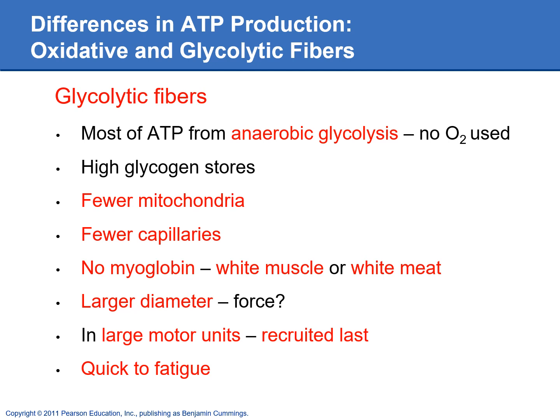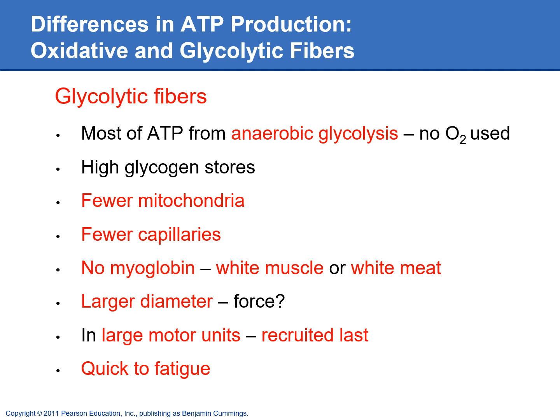So this would make the muscle look more white in appearance. And it's also the white meat that's on the turkey. So the breast meat would be the white meat on the turkey. And these glycolytic fibers have a large diameter, so lots of actin and myosin in there, so they're going to generate a lot more force than the oxidative fibers will. They're in the large motor units, and so they're going to be recruited to contract last.